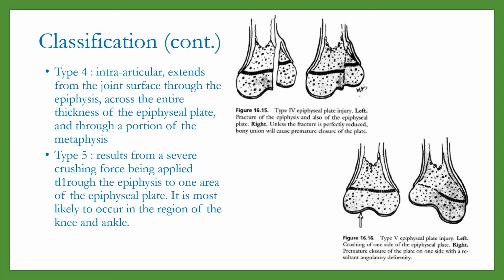Figure 16.15, Type 4 epiphyseal plate injury. Left: fracture of the epiphysis and also the epiphyseal plate. Right: unless the fracture is perfectly reduced, bony union will cause premature closure of the plate. Figure 16.16, Type 5 epiphyseal plate injury. Left: crushing of one side of the epiphyseal plate. Right: premature closure of the plate on one side with a resultant angulatory deformity.